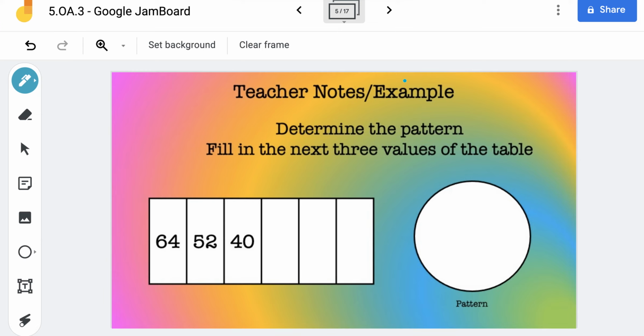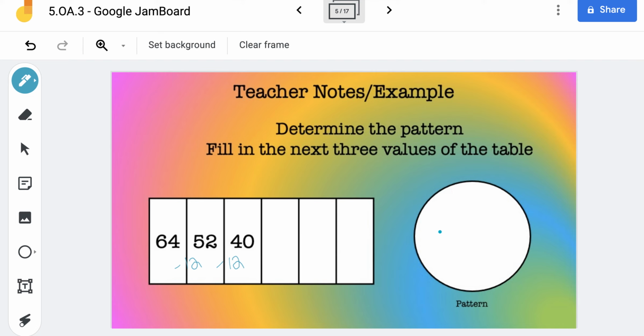All right, for this one, it says determine the pattern and then fill in the next 3 values of the table. So far we know that our first values are 64, 52, and 40. Sometimes it can be a little tricky to figure out the pattern, but it's got to be consistent. Notice when we go from 64 to 52, it decreases by 12. Let's see if that happens again as we go from 52 to 40. 52 take away 40 also is 12. So it looks like the pattern is going to be take away 12 the rest of the way.